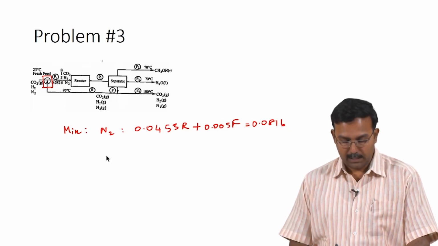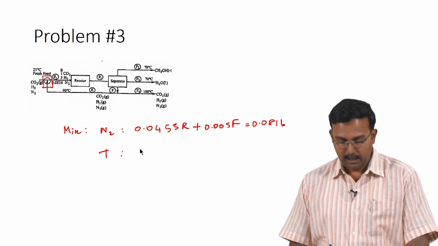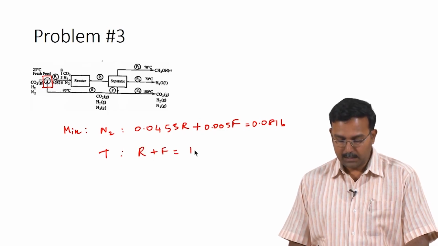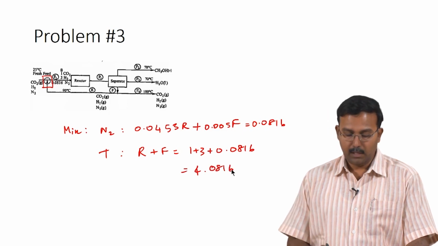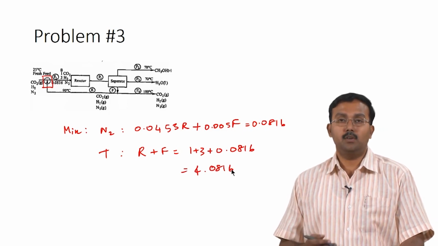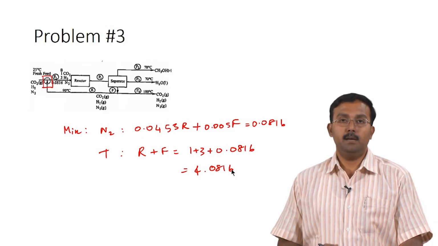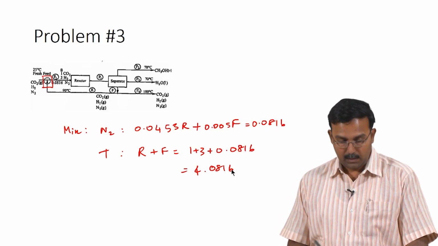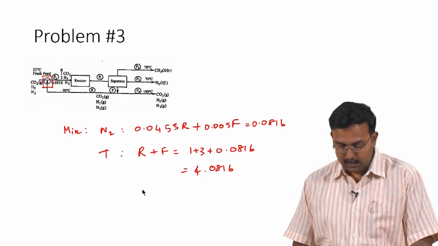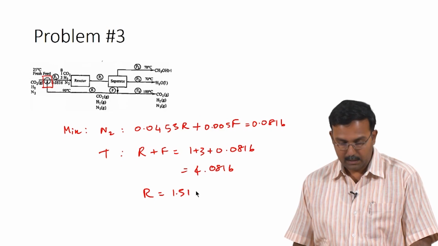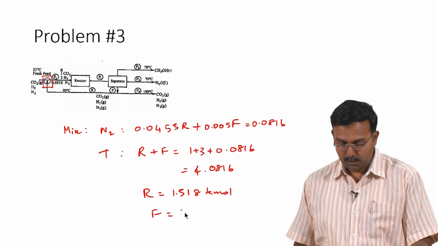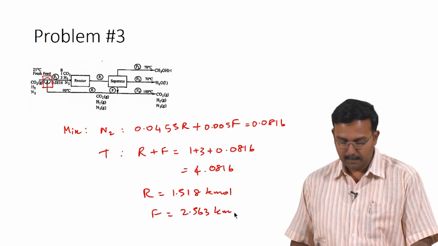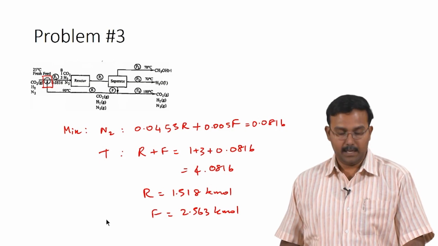We can also write a total balance. The total balance would be R plus F equals 1 plus 3 plus 0.0816, which becomes 4.0816. Now we have two equations and two unknowns. Solving these two equations simultaneously, we would be able to get the values for R and F. Let us see what the values would be. Solving these, we get R equals 1.518 kilomoles and F equals 2.563 kilomoles. So, this gives us the values for R and F.